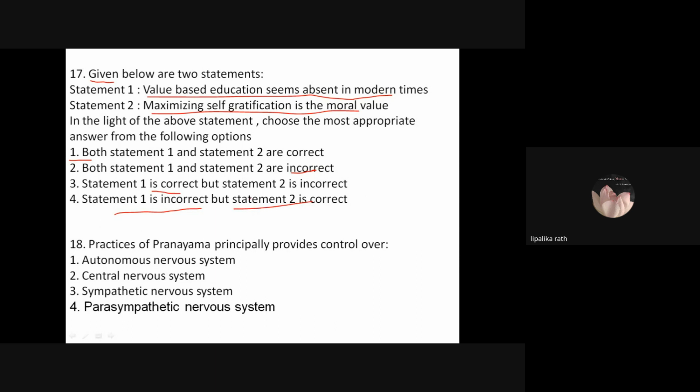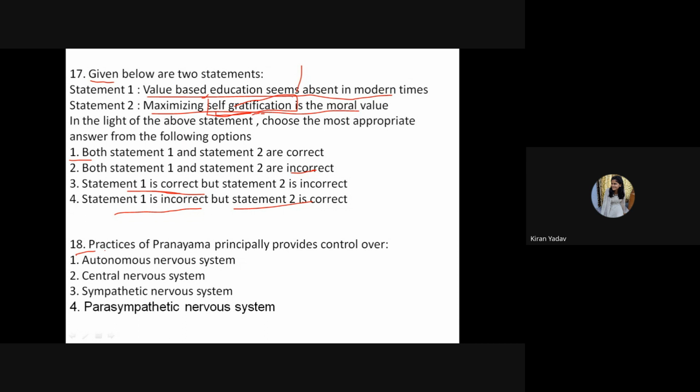Ma'am, self gratification means? Self gratification means activities done for self desires, and instant gratification means instantly doing something for pleasure, like satisfying our own pleasures. Yes, yes. Okay, ma'am, then it should be third. Statement 1 is correct, 2 is wrong. Yes, option third is correct. In moral values there is no self gratification, there is selfless service, but no self gratification.